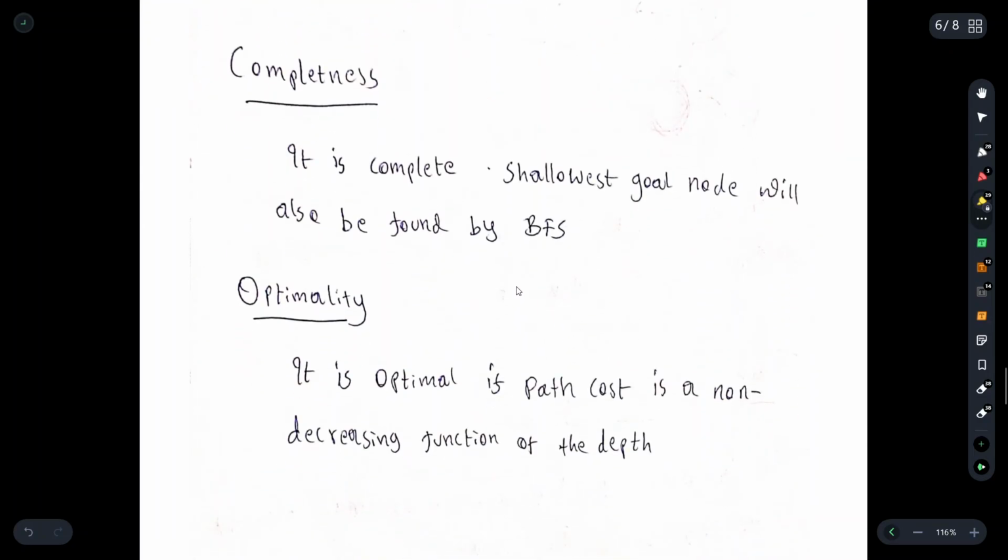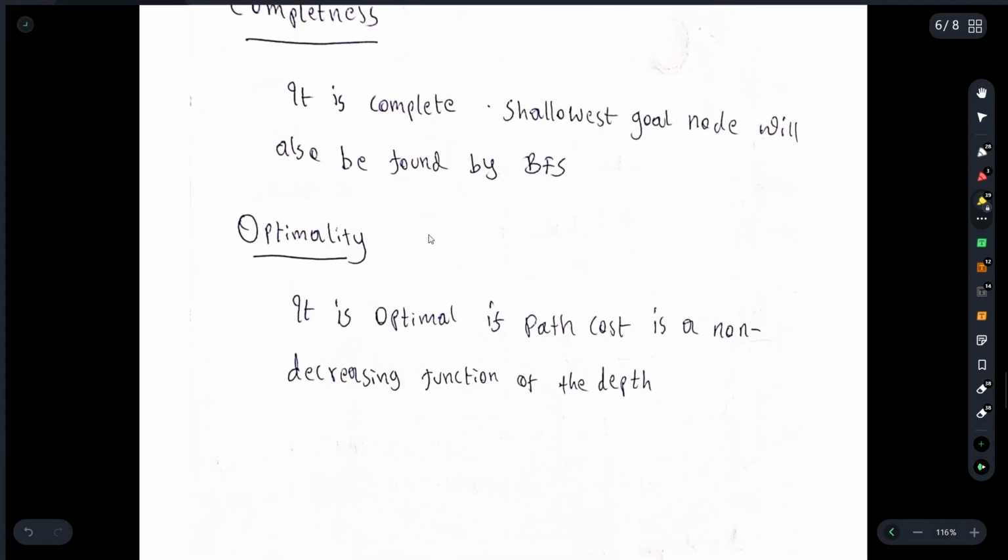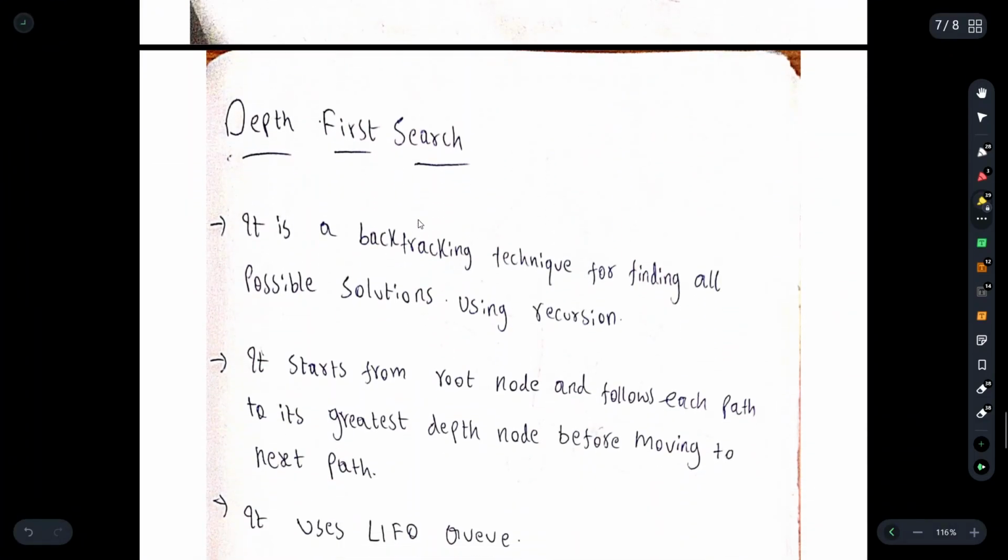Completeness: it is complete, the shallowest goal node will also be found by the breadth first search algorithm. So in this way we can perform this breadth first search algorithm.